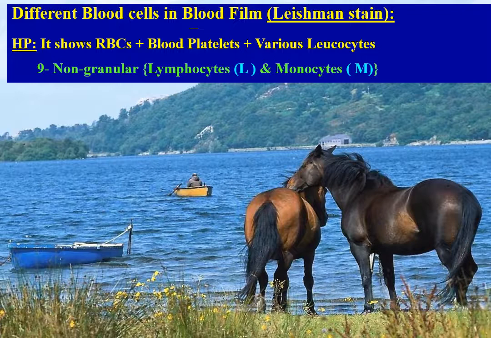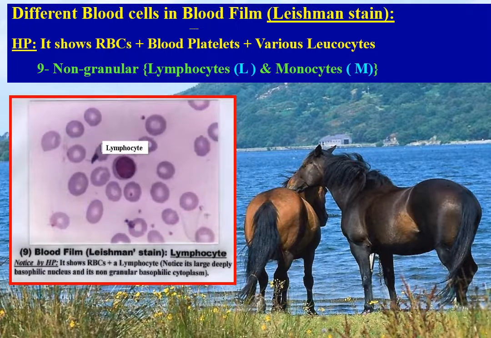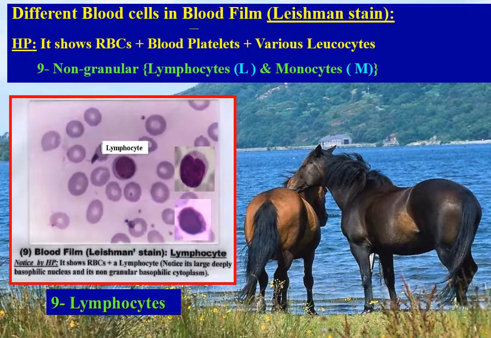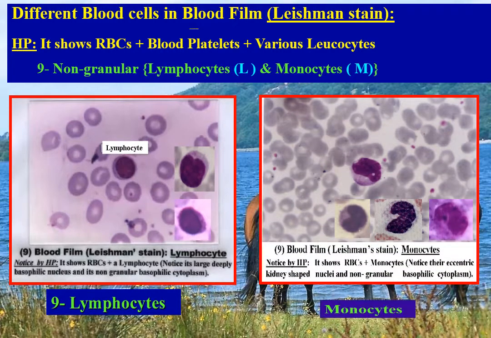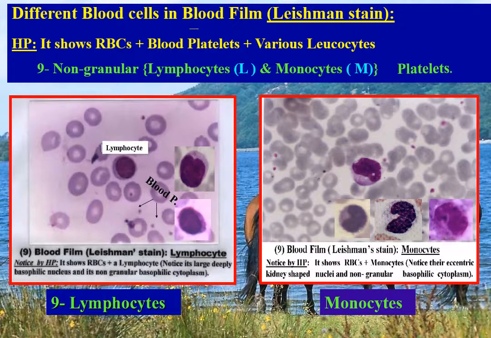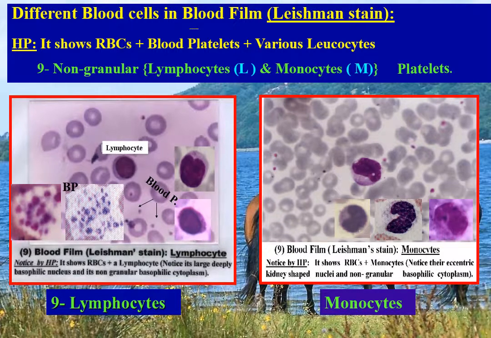Non-granular leukocytes. Lymphocytes have a spherical, large, darkly stained nucleus and basophilic non-granular cytoplasm. Monocytes have an eccentric, kidney-shaped nucleus and basophilic non-granular cytoplasm. Blood platelets are disc-shaped structures with a central granular basophilic portion, the chromomere, and a peripheral lightly stained portion, the hyalomere.